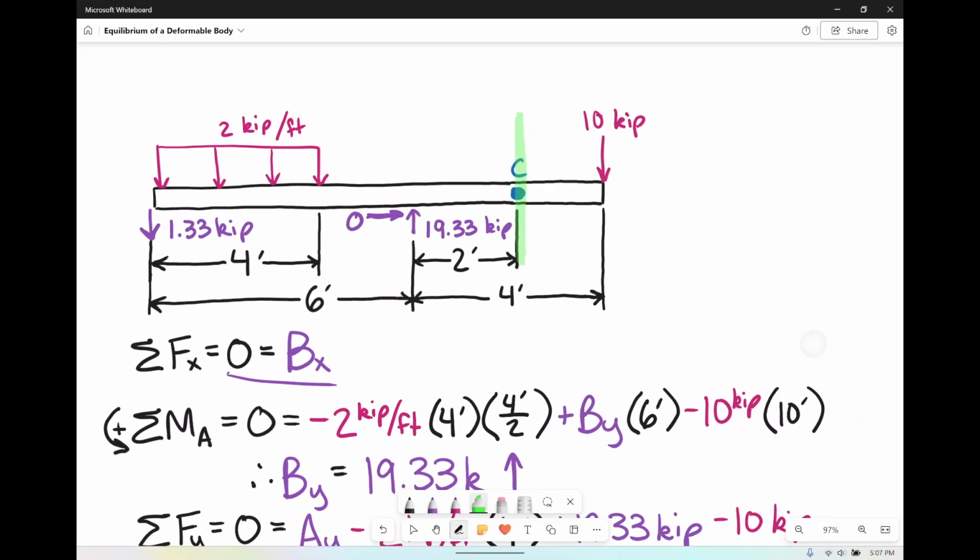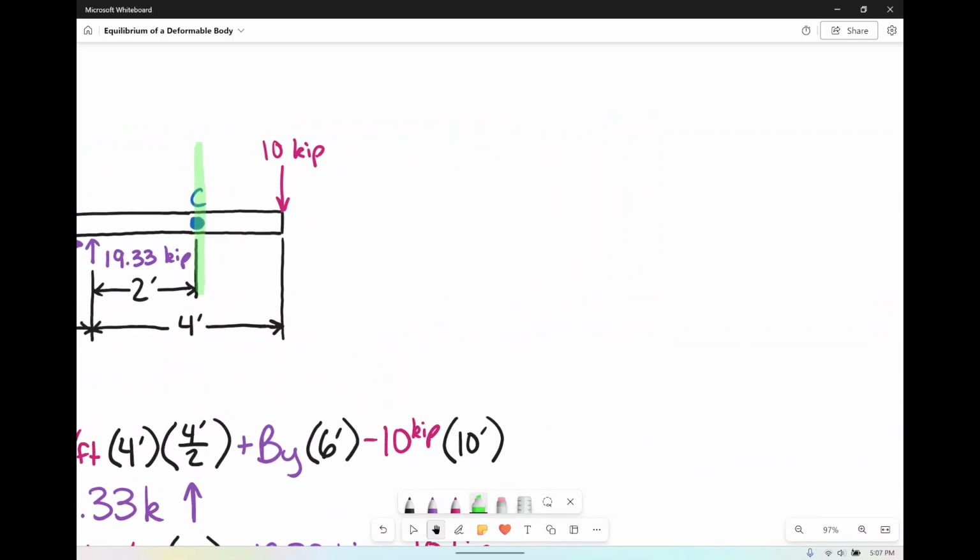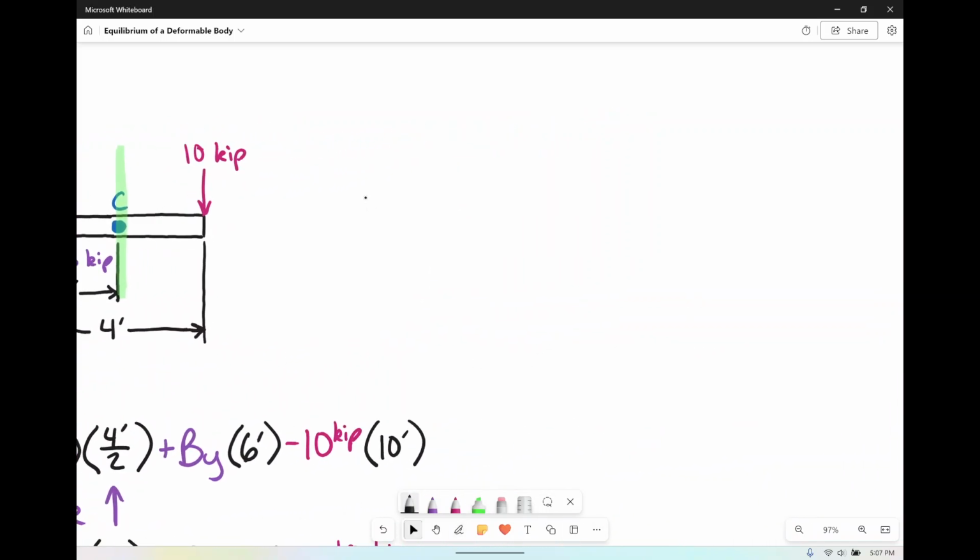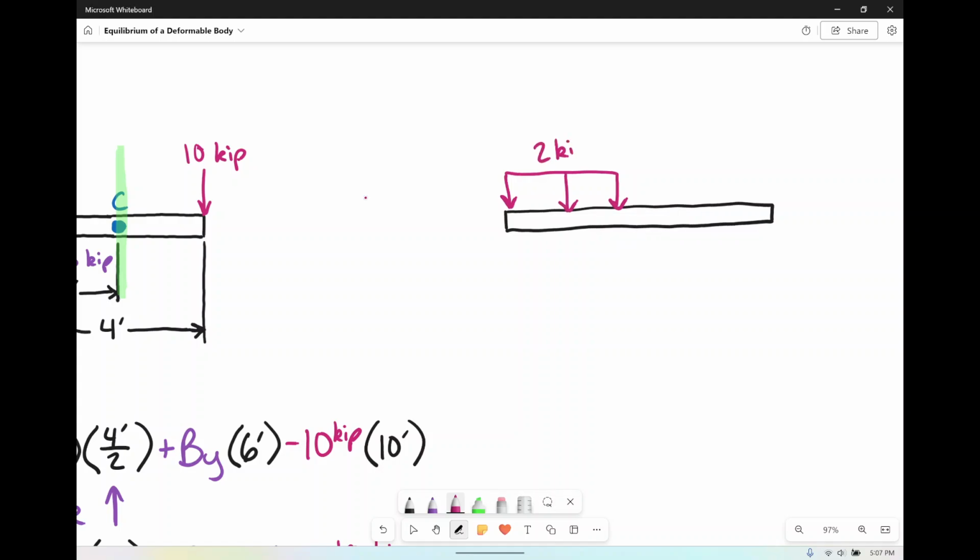So long way first. And if you haven't already figured that out, yes, that's going to be the left side. So at this time, what we're going to do is redraw our free body diagram. It doesn't really have to be to scale. It's kind of a waste to draw them humongous, honestly. So here we go. We have our 2 kip per foot downward force.